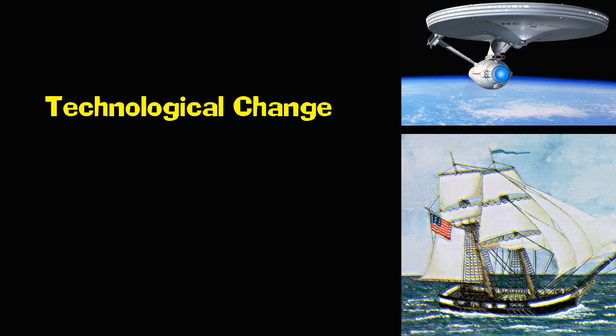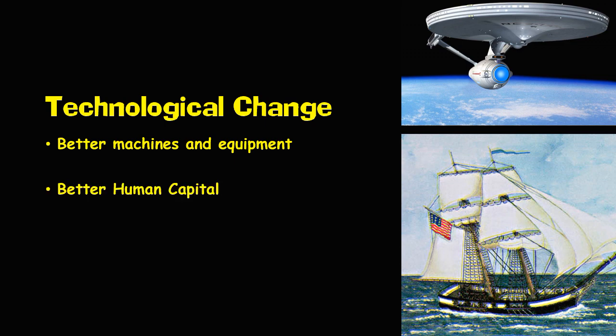Technological change is an important driver in this. The picture down at the bottom is a U.S. Navy vessel called the Enterprise, and then up on top we have a future Enterprise. All right, technological change drives. Where do we get technological change? Well, one, we get better machines and equipment. That Enterprise at the top is way more fun than the Enterprise at the bottom, yes? Yeah, hopefully.